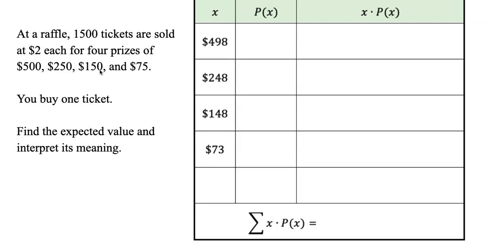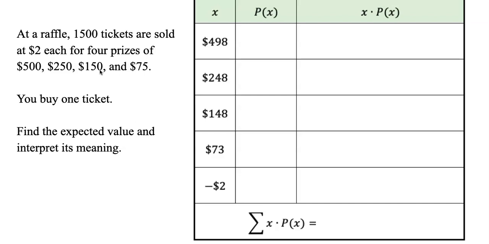Now though, many of us are going to be the losers of this raffle. Well, how much is your gain if you didn't win any of these 4 prizes? You would like to think it's 0, but remember we just spent $2 to buy that losing ticket. So the last one, I'm sorry, it's going to be negative $2.